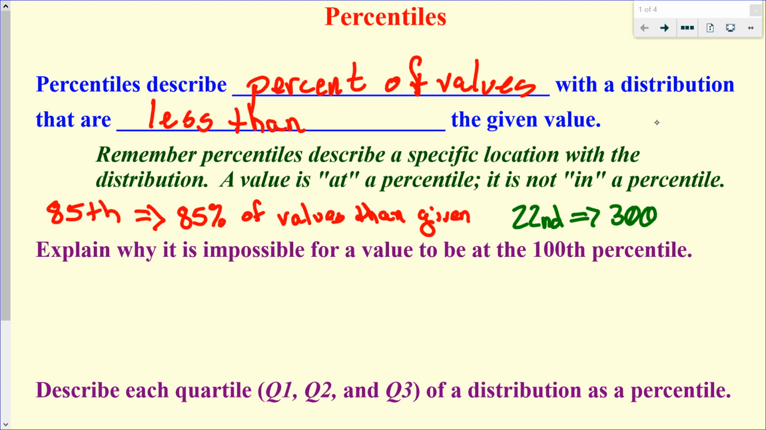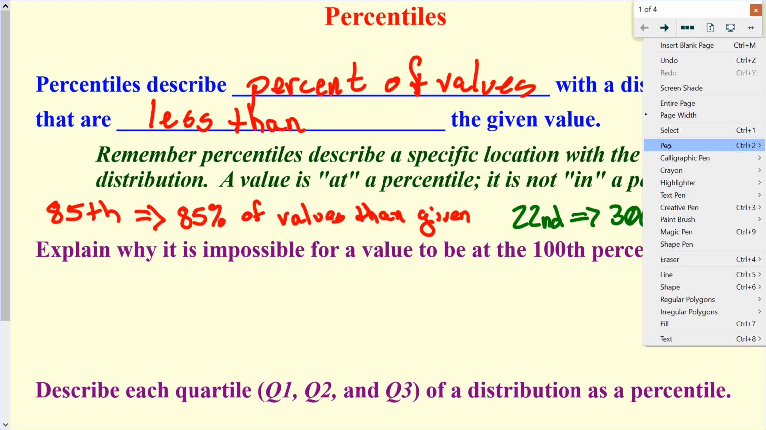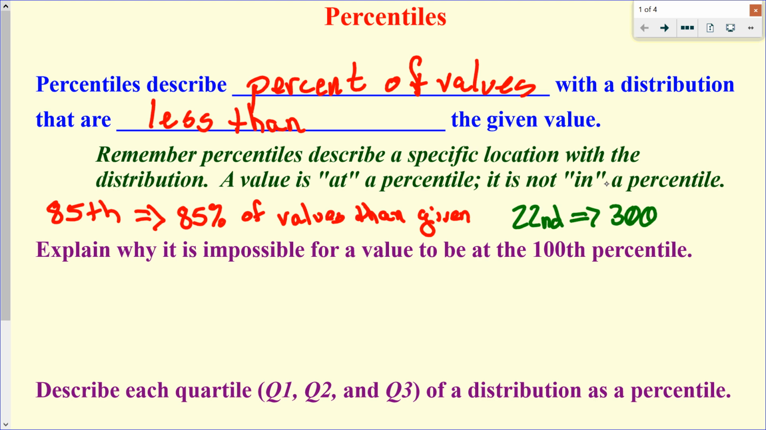Now, one of the things to remember is that a percentile describes a specific location within the distribution. So a value is at a percentile, it is not in a percentile. That's very important.